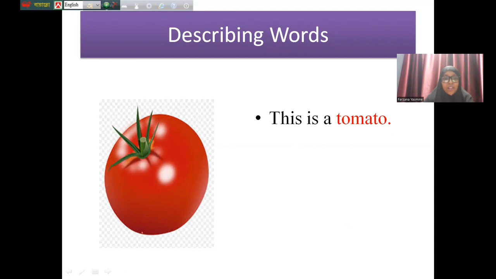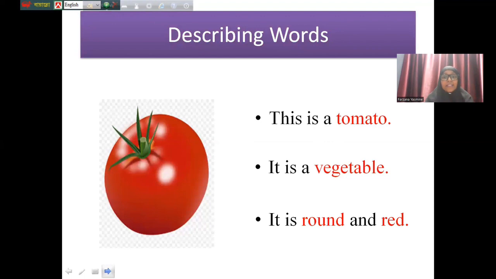This is a tomato. What is it actually? It is a vegetable. This is a tomato. It is a vegetable. And it is round and red. What is the shape, right? It is round, right? Round. And the color is red.